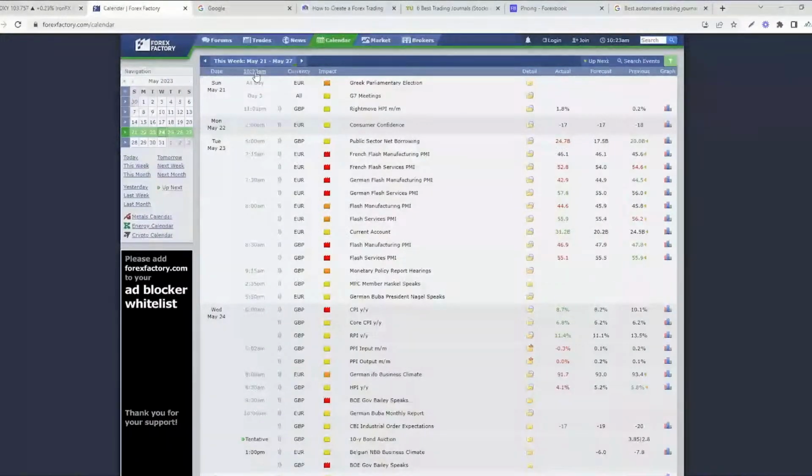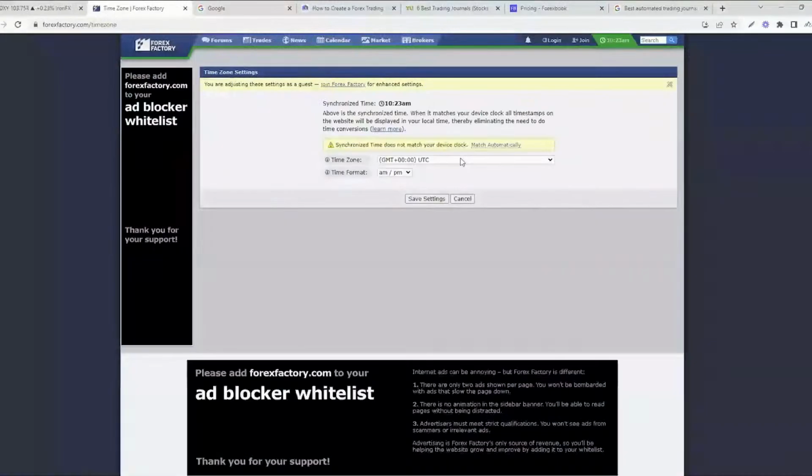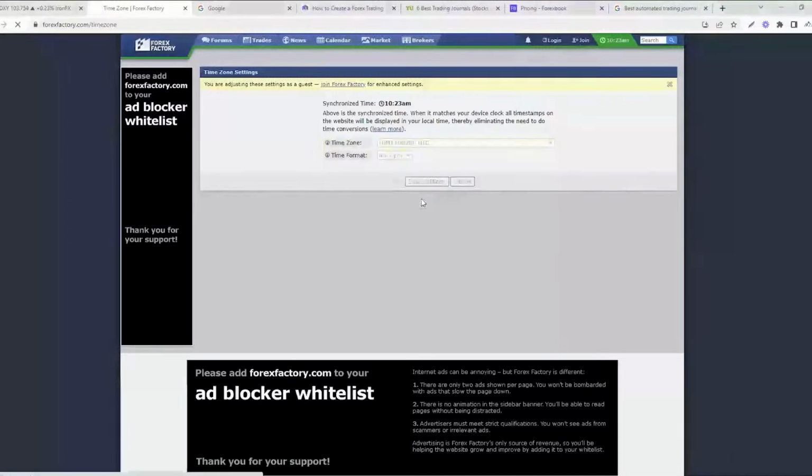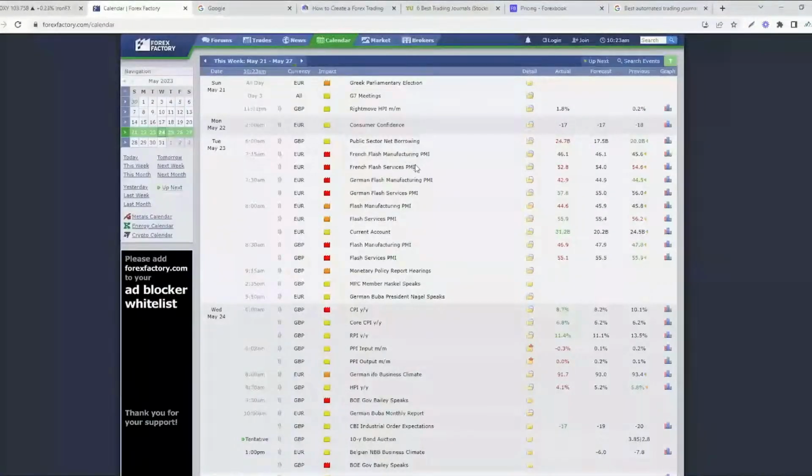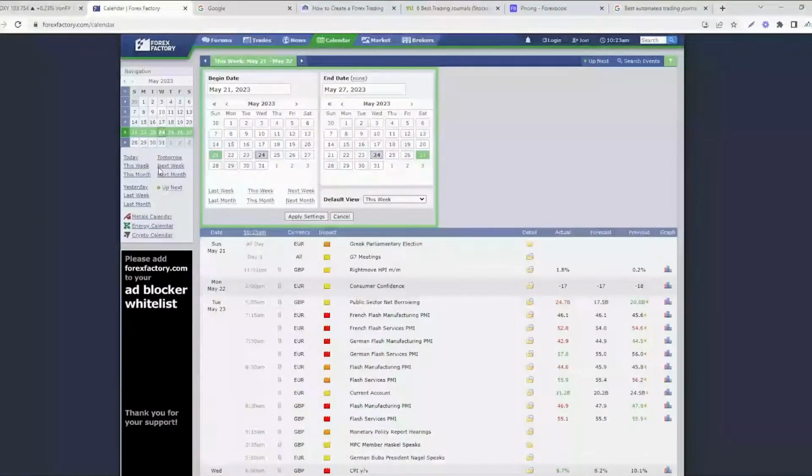So my time is on GMT. You can of course choose the correct time zone according to where you are. So save your settings. I'm putting it all on GMT time, which is UTC 0. And then let's just filter. You can filter through various periods in time. You can look at historical events that have occurred. And let's just see from today till Friday, or let's just put it till Saturday, apply settings.